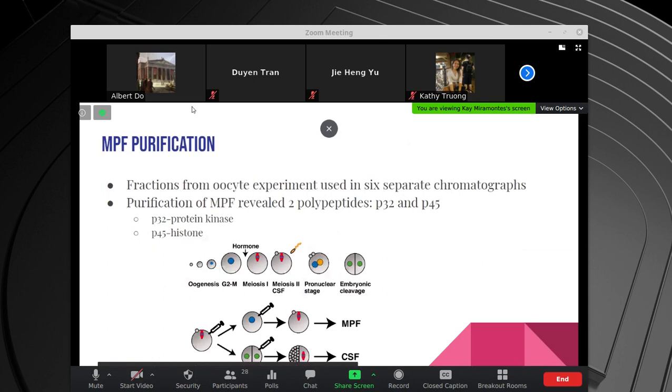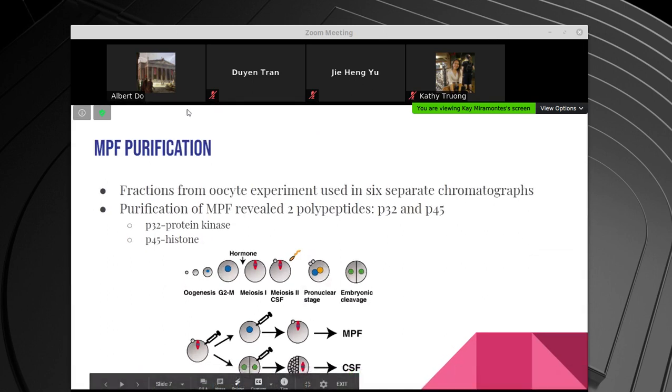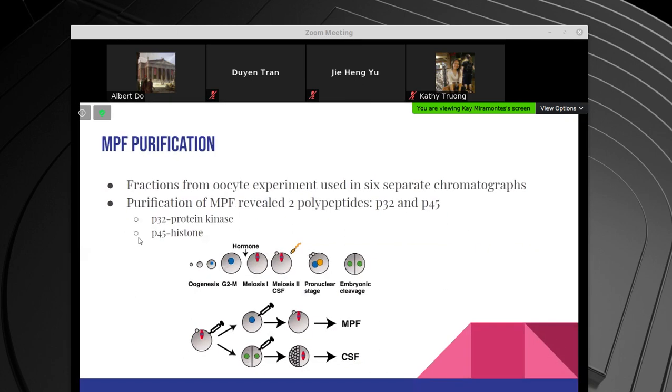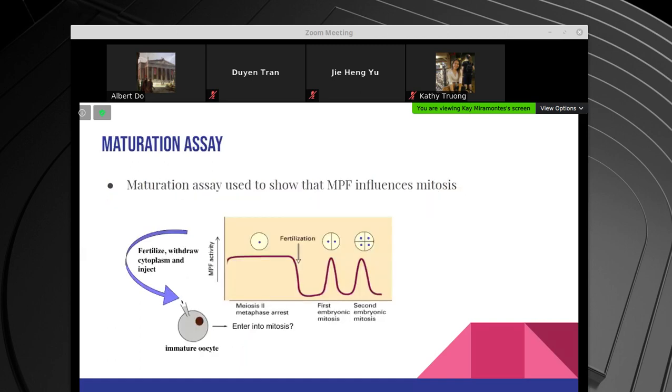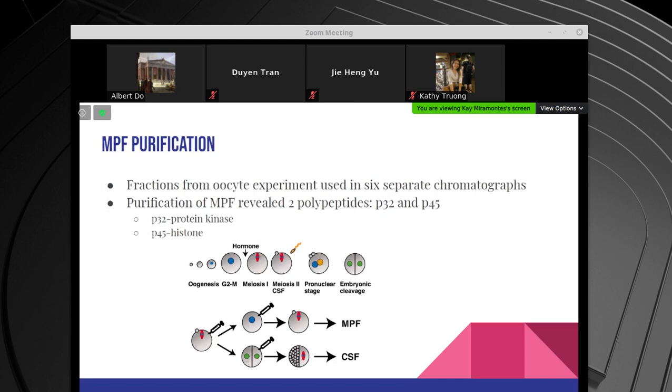So MPF is a maturation promoting factor, for the mitosis phase. It promotes mitosis. It essentially takes the cell that's in the G2 phase and basically signals it to start dividing.